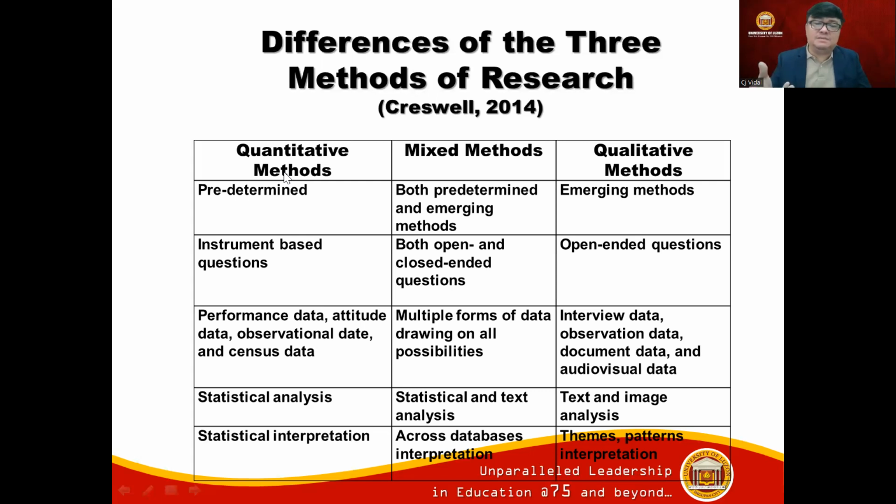While for qualitative, the method emerges as soon as you commence with the gathering of data, which is primarily facilitated by a series of interviews. So that's essentially the distinction between quantitative and qualitative in terms of selection of methods. Then what about mixed methods? It combines both predetermined and emerging methods to address the quantitative component and the qualitative component of the study. So that is the first set of distinction.